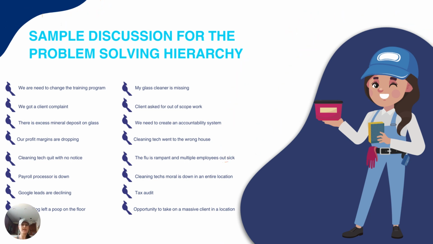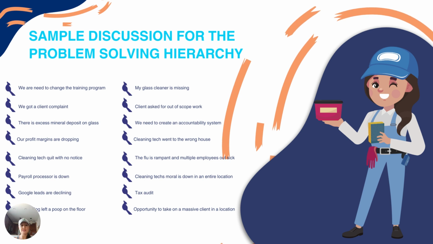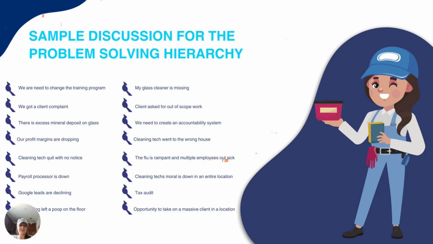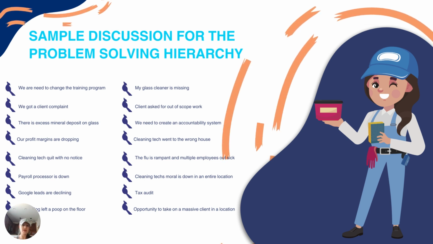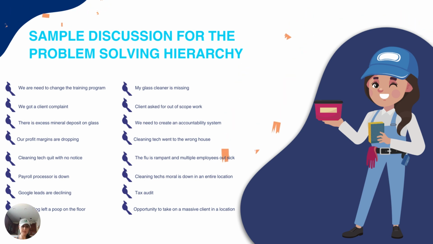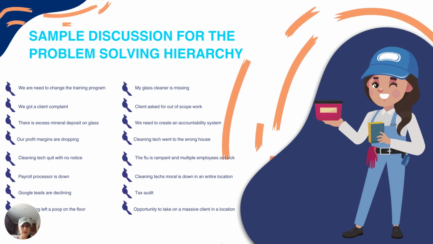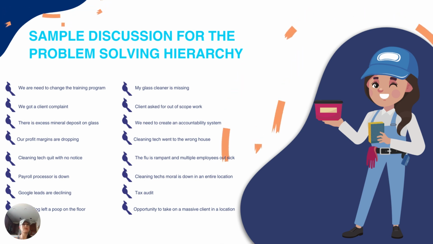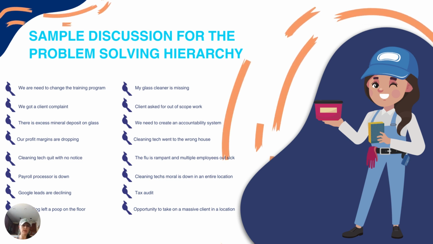All right, we need to create accountability systems. This would be an executive level problem. It's going to take a long time to solve. It's going to affect everybody, and it could have a big financial impact.